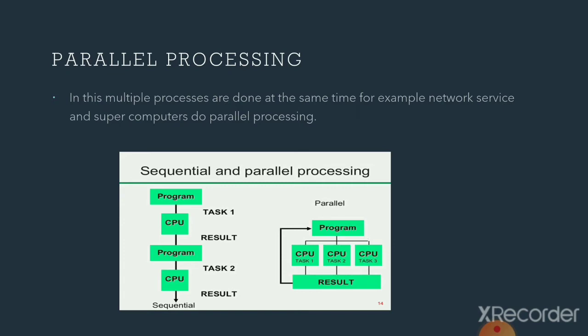In parallel processing, multiple processes are done at the same time. For example, network services and supercomputers do parallel processing. When you require results faster, you can do parallel processing. You can assign multiple tasks to multiple processors also. That way you can perform parallel processing and you get results faster.